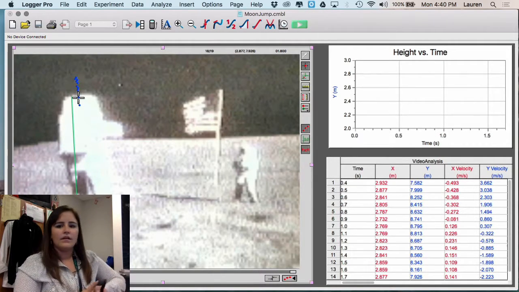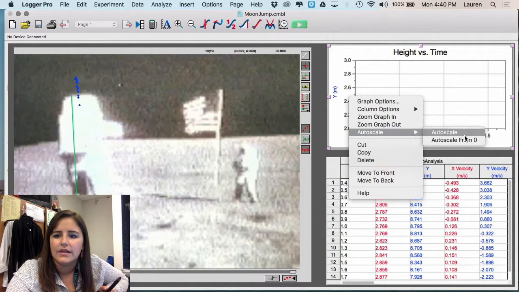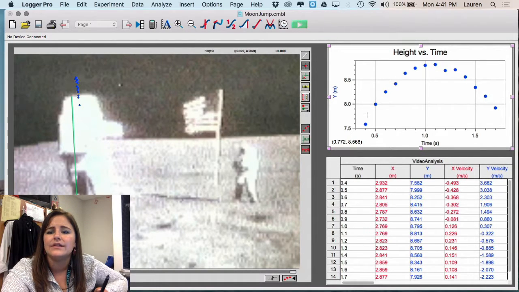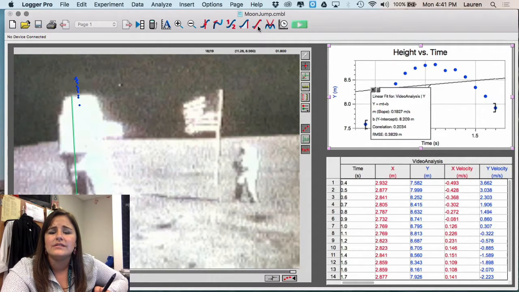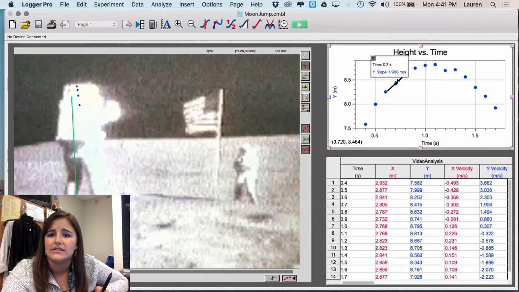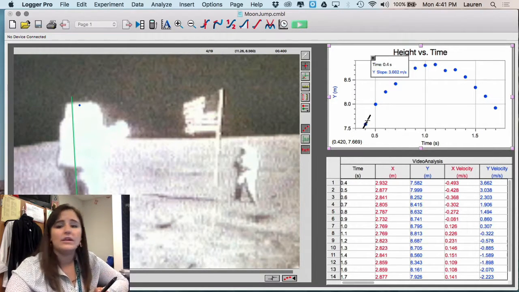There we go. And now we need to auto scale the graph so that we can see his height versus time. You can see he goes up and he's slowing down here. So you have that nice curve fit. The slope of this is your velocity. The slope of a position versus time graph is velocity. So we can see his velocity starts out at 3.6.